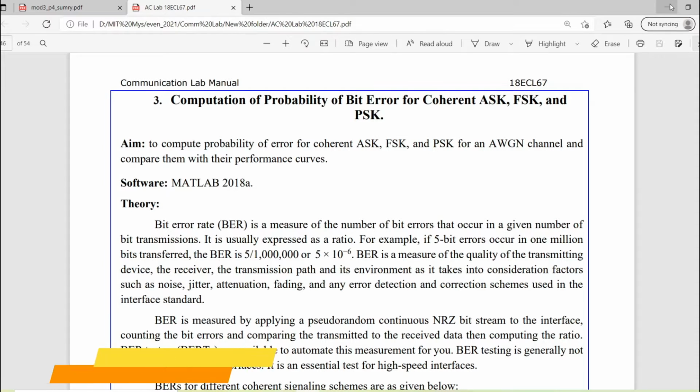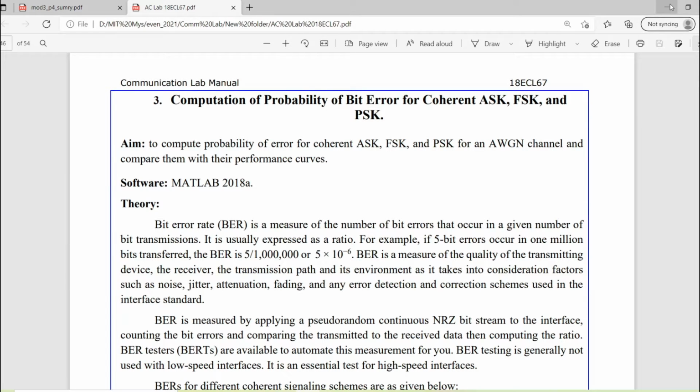Hello everyone. In today's lecture, we'll learn about our third software experiment, which is computation of probability of bit error for coherent ASK, FSK and PSK. So the aim is to compute probability of error for coherent ASK, FSK and PSK for an AWGN channel and compare them with their performance curves. Software used is MATLAB 2018A, or you can use MATLAB 2013 onwards, whatever the version you have.